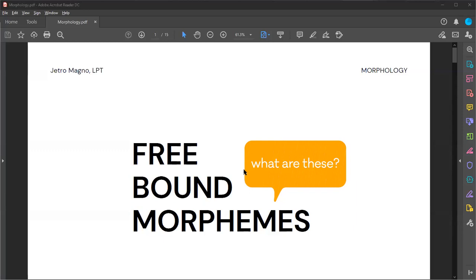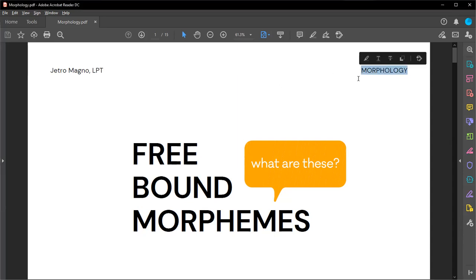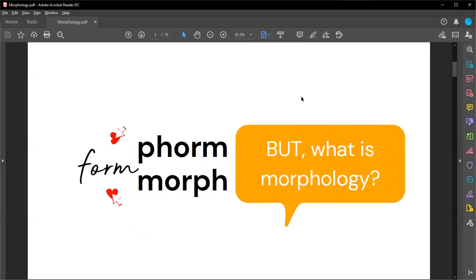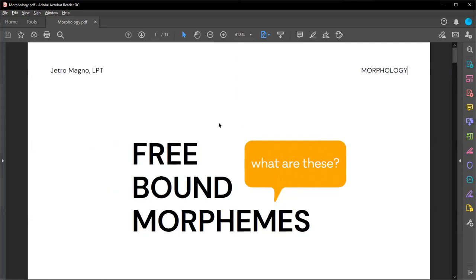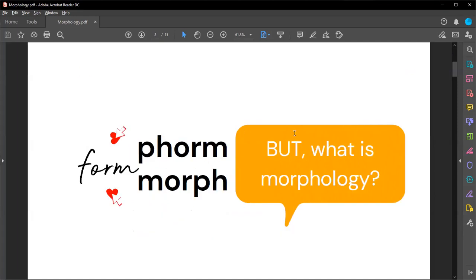Before we start, let's read about free and bound morphemes. What is a free morpheme? What is a bound morpheme? We are talking about morphology. So let's start here. But before we talk about free or bound morphemes, let's talk about what morphology is.